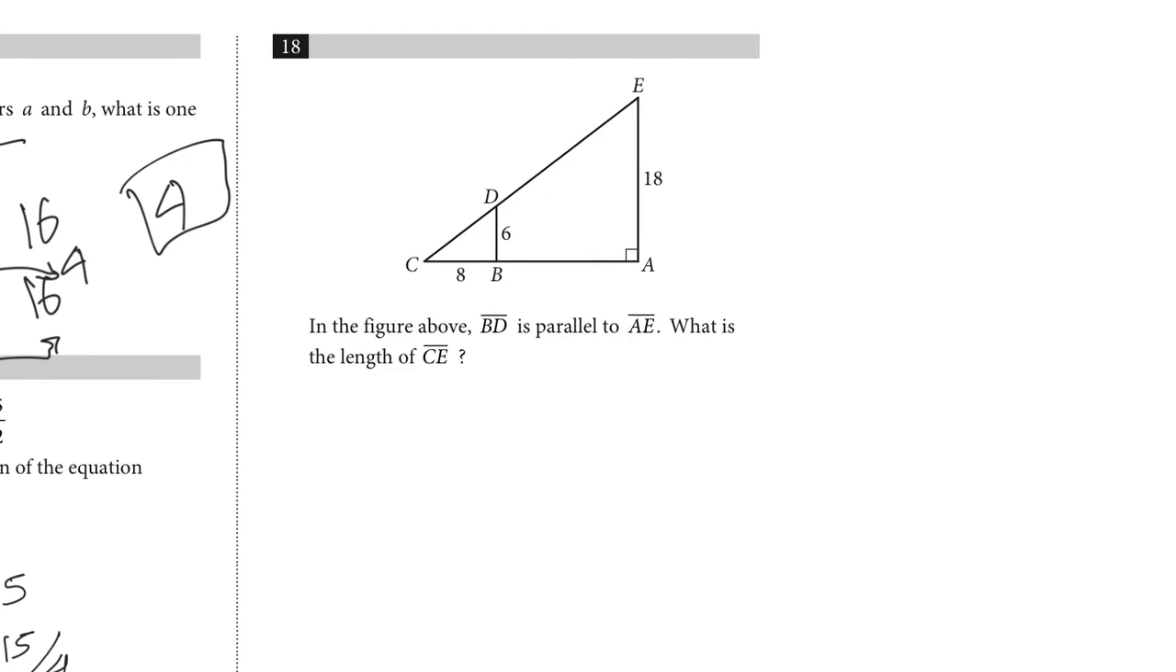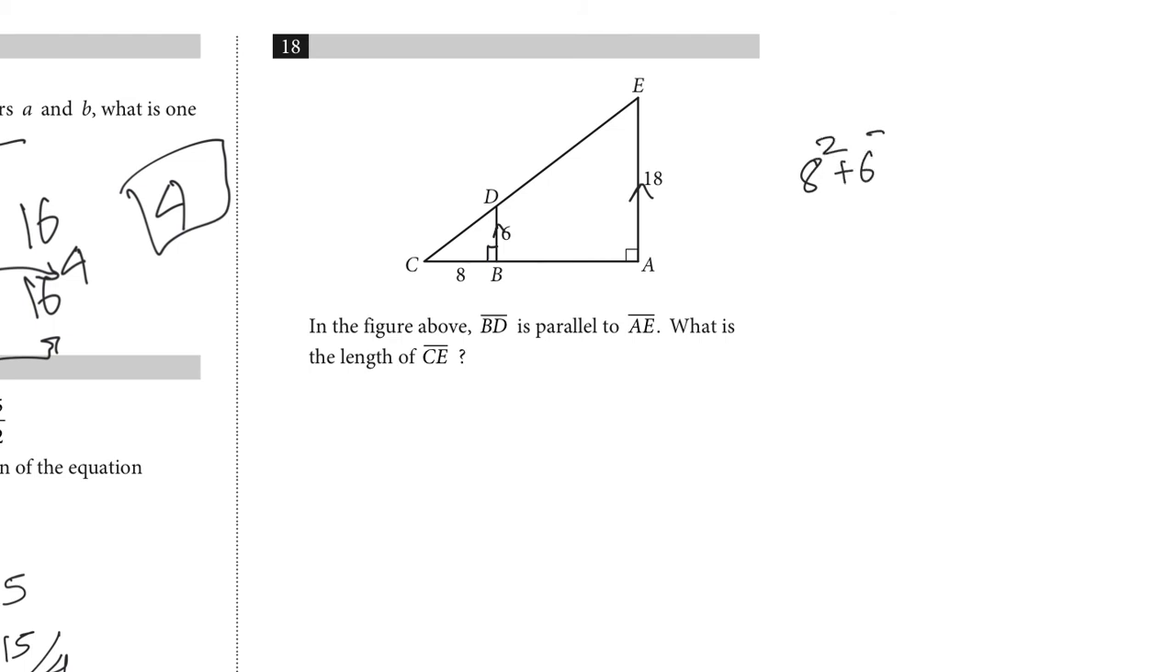In the figure above, BD is parallel to AE. Let's mark it using this. Alright, and what is the length of CE? So this is most probably a similarity question. Yeah, so if we have 8 and 6, this should also be 90 degrees. And that would be the hypotenuse, right?